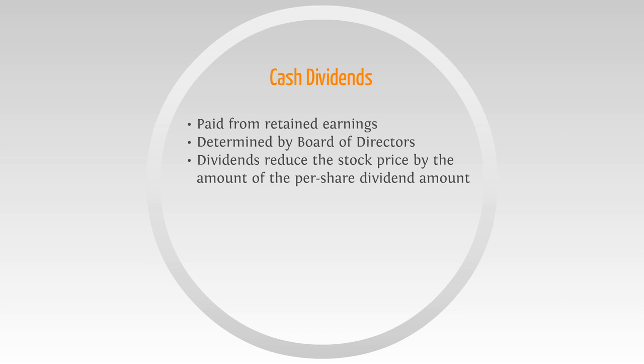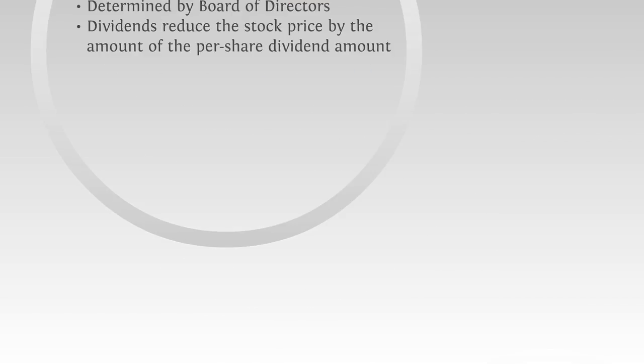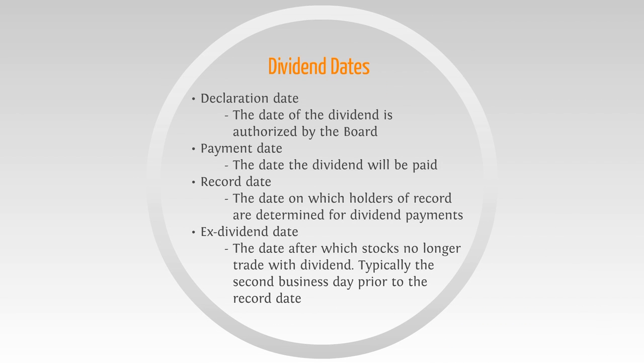We have our normal dividend payments, which are made in cash. These are paid out from retained earnings and voted on by the board of directors. And there's an adjustment made to the stock price for cash dividends on a per share amount. And this is normally made by the exchanges so that they trade ex dividend with the shares adjusted at that time.